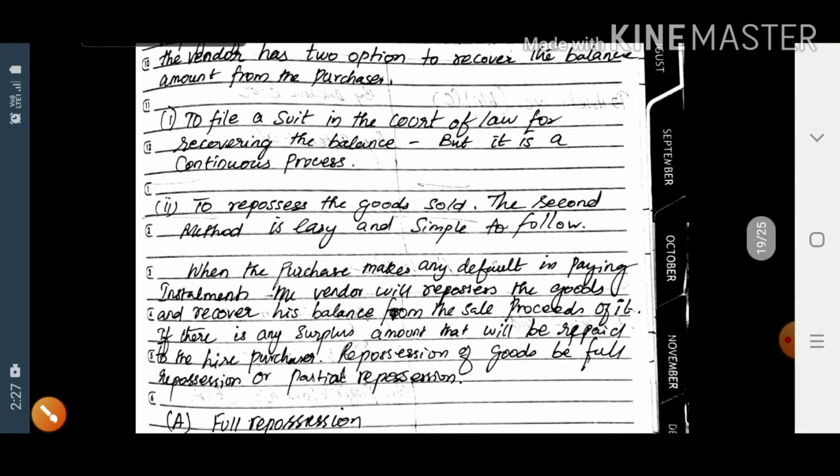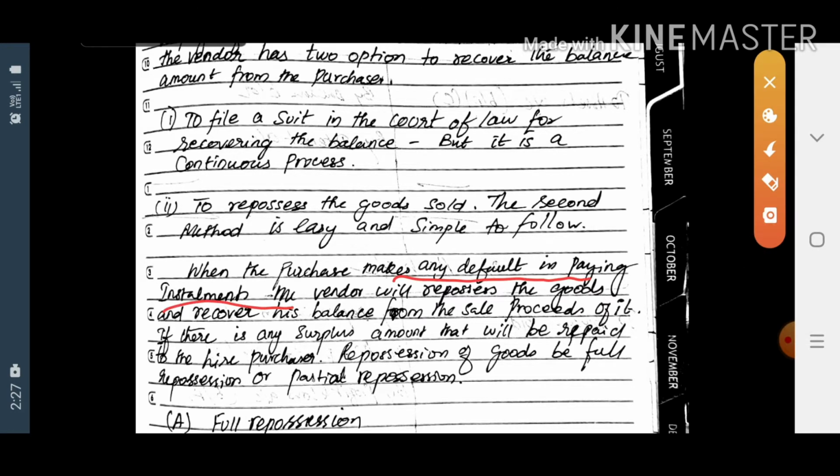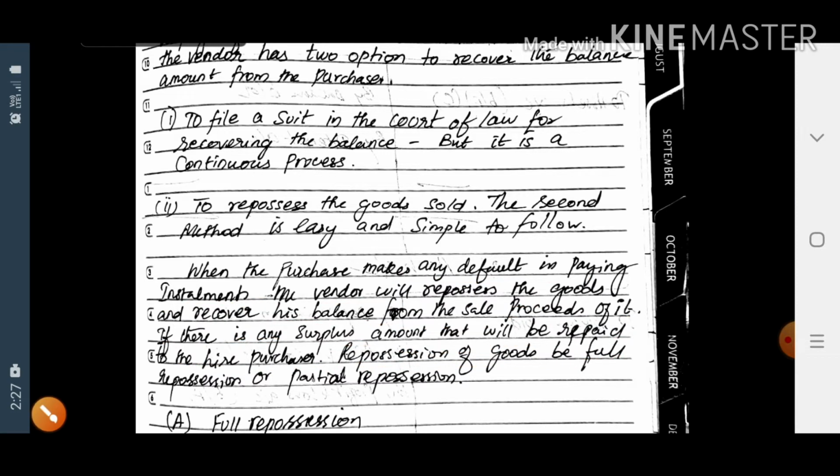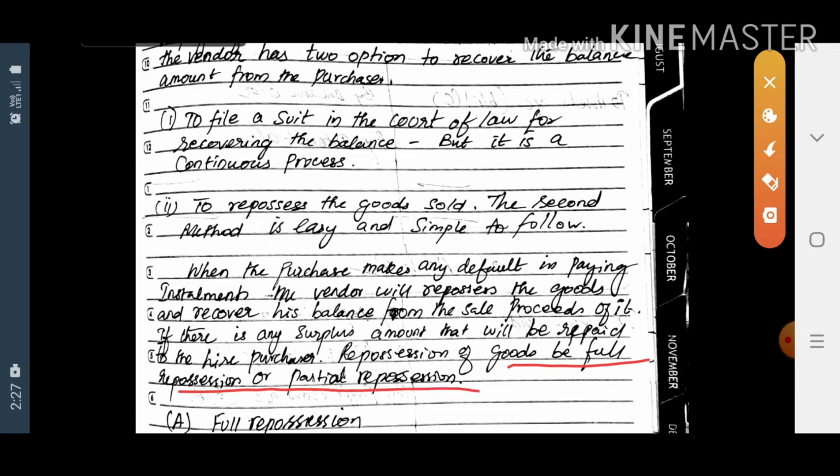When the purchaser makes any default in paying installment, the vendor will repossess the goods and recover the balance from the sale proceeds of it. If there is any surplus, the amount will be repaid to the hire purchaser. The repossession of goods is either a full repossession or partial repossession.